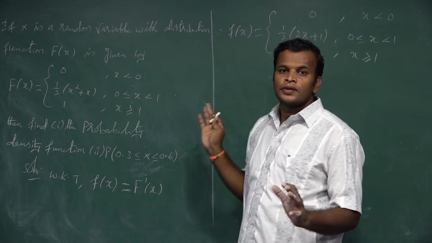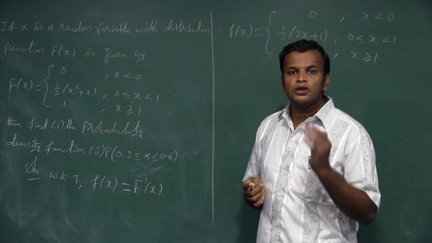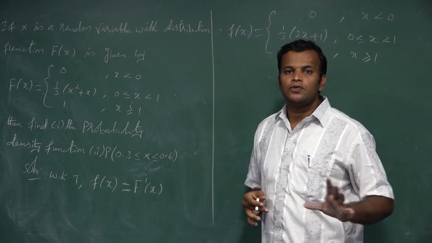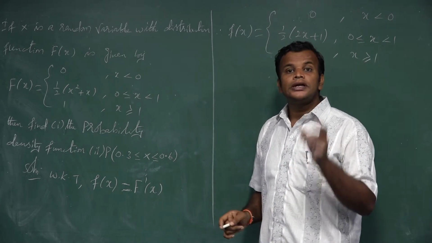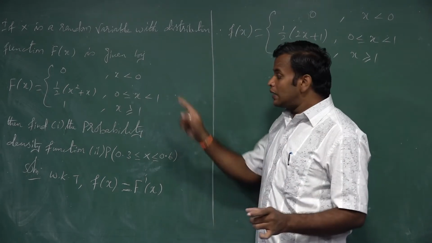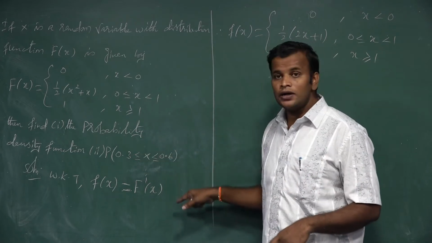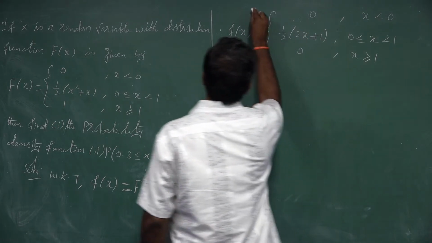That's all. The difference between capital F of x and small f of x is just one time differentiation of capital F of x is small f of x. Where the small f of x indicates the probability density function, and capital F of x indicates the cumulative distribution function. So we write the formula and directly we write the answer. So it is enough.